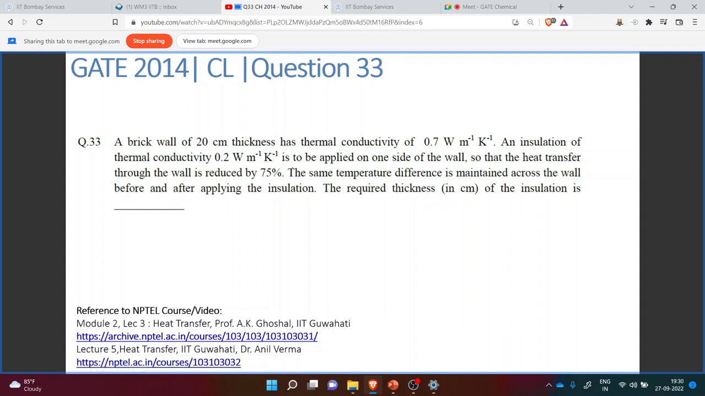So here initially we have been given a brick wall, and later we are insulating the brick wall from one side, keeping the temperature difference in both the cases same. So we have to find the thickness of the insulation such that the heat transfer of the wall is reduced by 75%.